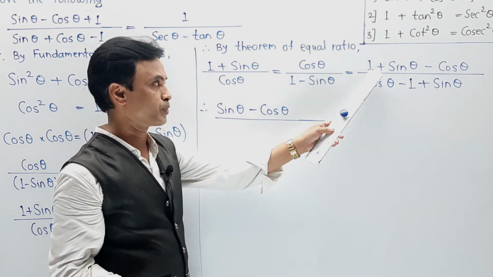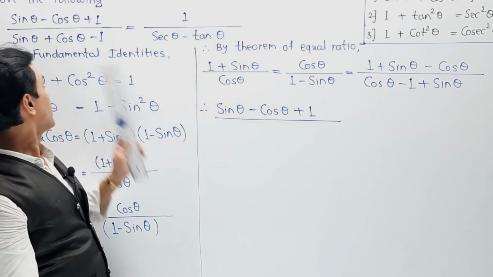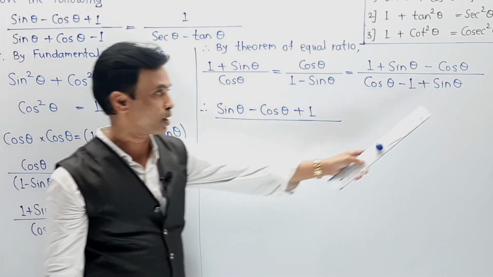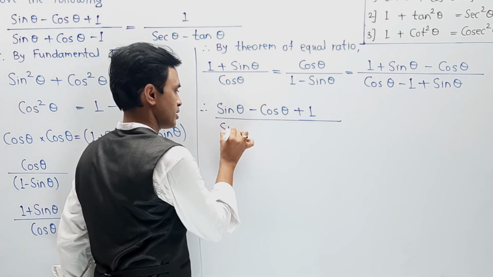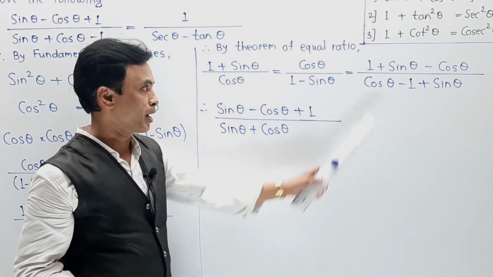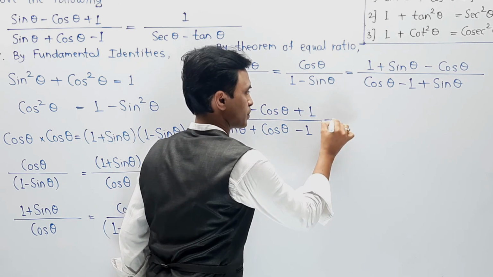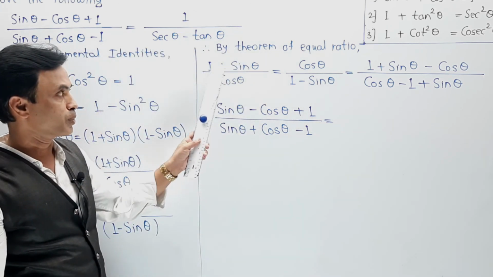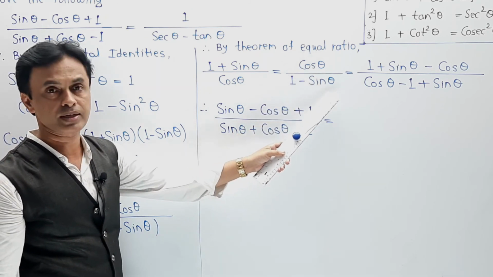And the last value is 1, and that is plus. So plus 1. Divided by, here, sine theta plus cos theta. So I am making the arrangement of sine theta plus cos theta. Minus 1. So I am writing minus 1 is equal to... Now there are two groups. One is (1 plus sin theta) upon cos theta and the next is cos theta upon (1 minus sin theta).